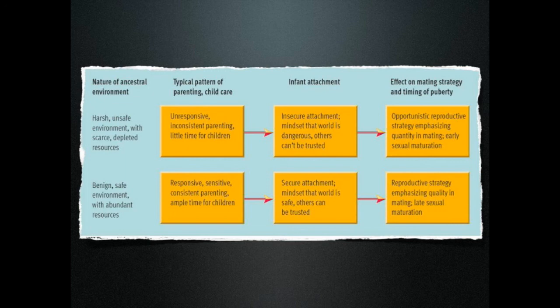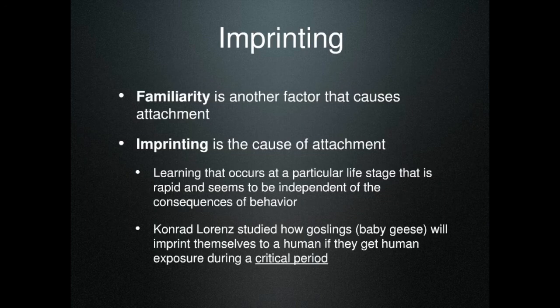The people who are raised by unresponsive parents tend to be opportunistic in their reproductive strategy. They emphasize quantity in mating. They have early sexual maturation. And then those who are given responsive, sensitive, consistent parenting, these are the ones who are raised by the cloth monkey. They get secure attachment, and their reproductive strategy emphasizes quality. There's late sexual maturation, and so we know that there's long-term effects of attachment.